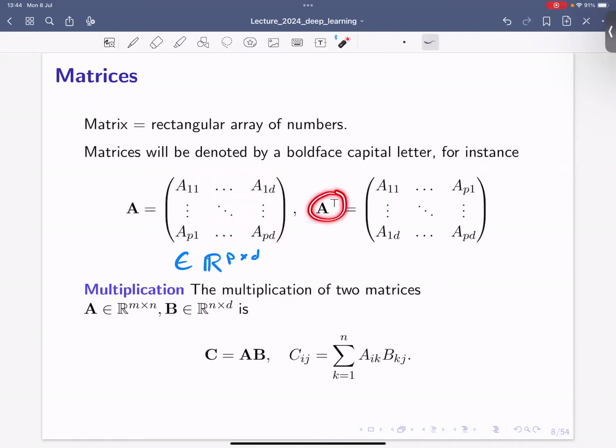As before, you can transpose it. Remember, the transpose operation just means you take the column and you write it as a row in this matrix.